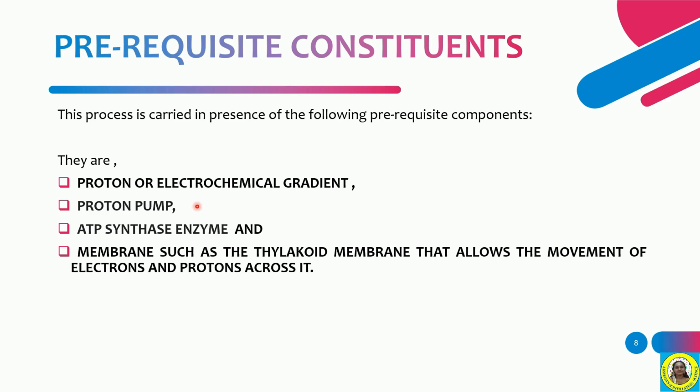And then we also require a membrane, such as the thylakoid membrane, that allows the movement of electrons and protons across it. This membrane is permeable to the movement of electrons as well as protons. Here we are explicitly dealing with the chemiosmotic hypothesis with respect to photosynthesis, so we are considering the thylakoid membrane. These are the basic requirements, the prerequisite constituents, for this theory to be applicable.